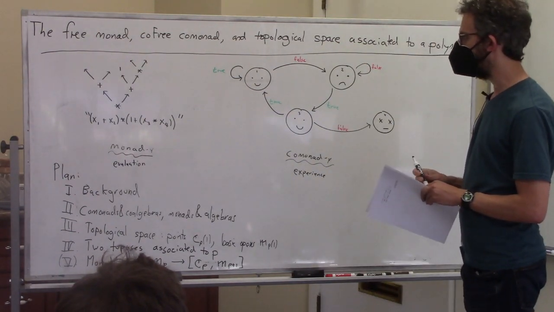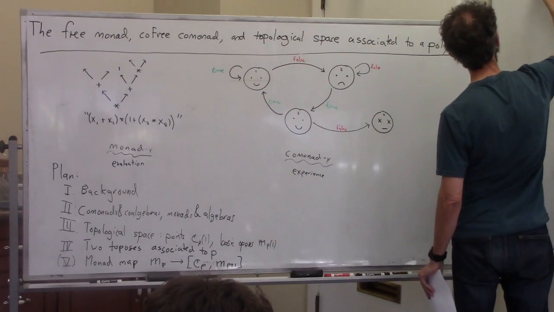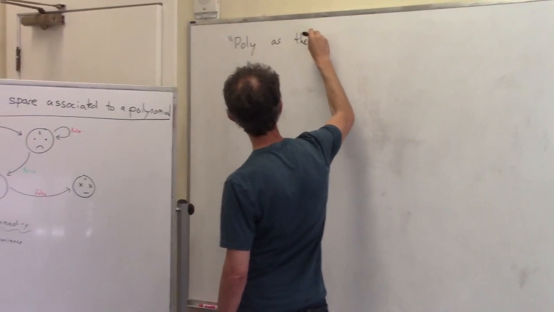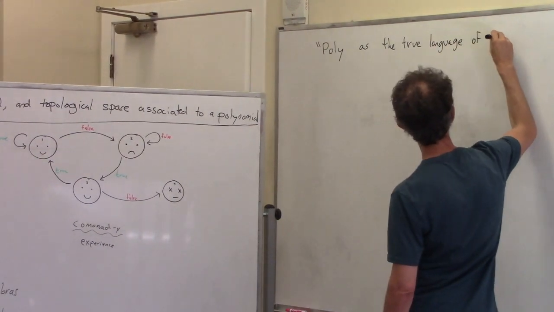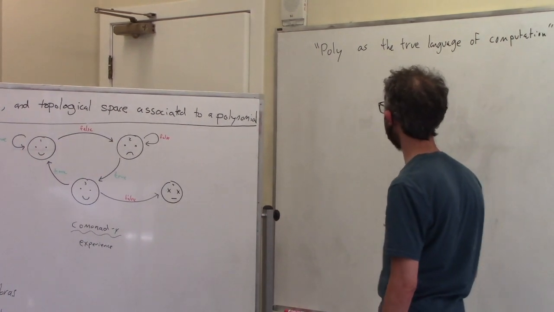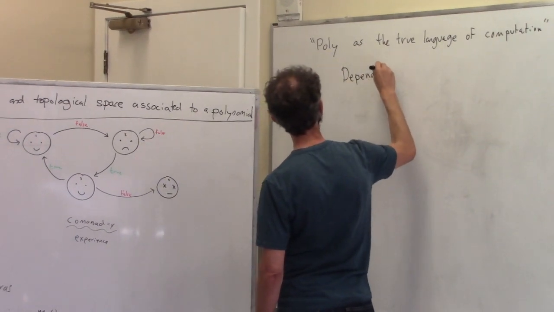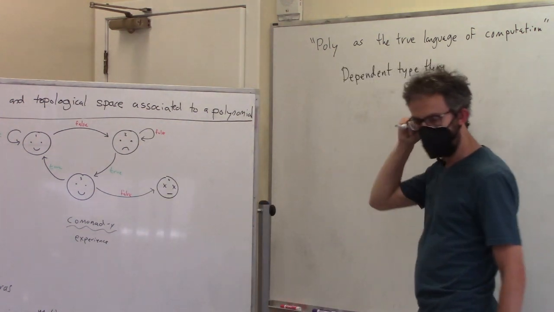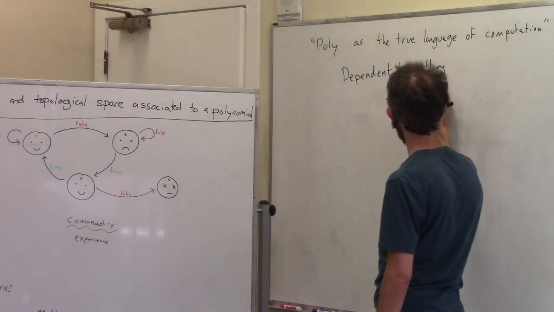And the reason I think it's interesting is that there is a claim that's probably too strong, but Poly is the true language of computation. So why is that even okay to contemplate, whether it's a good idea or not? Well, there's dependent types. Dependent types are a way people talk about computation. You can write programs in Idris or something like that using dependent type theory.